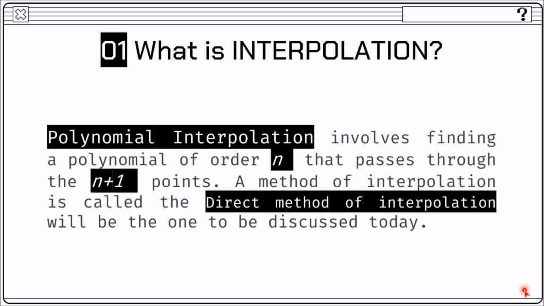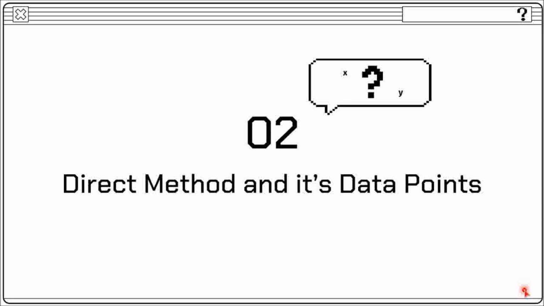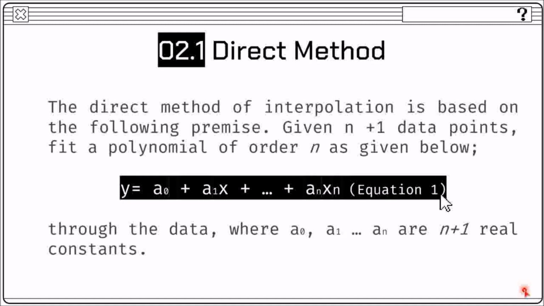So polynomial interpolation involves finding a polynomial of order n that passes through the n plus 1 points. A method of interpolation is called the direct method of interpolation, and this will be the one that we will discuss today. So first, what is the direct method and what are its data points?